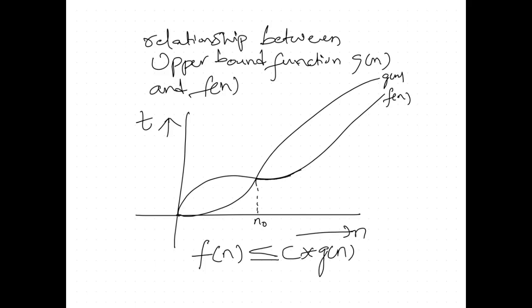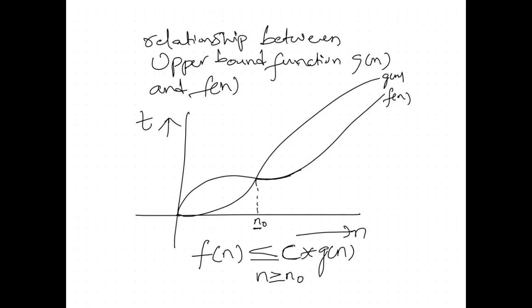Now this particular g of n is at higher times. As it is at higher times, how much higher, I don't know. That's why I'm just keeping c here, right? So f of n is less than or equal to c times g of n from which point of operations? From n0. So that's why n is greater than or equal to n0.